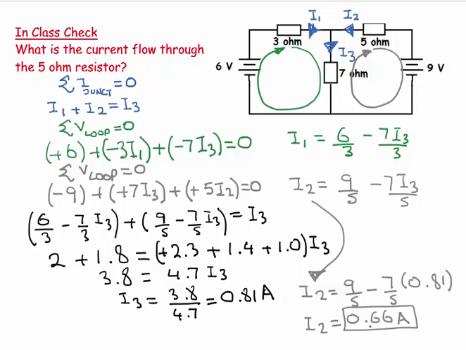There's my answer. The fact that it's positive means that by chance I picked the correct direction. If I'd picked the other direction for I2, then signs would have changed all over this calculation. I'd have got the same numerical value, but the signs would have changed.